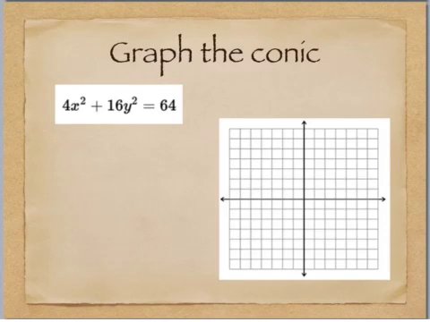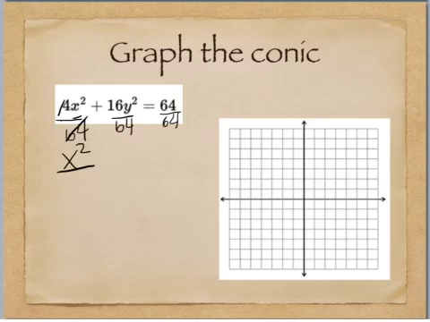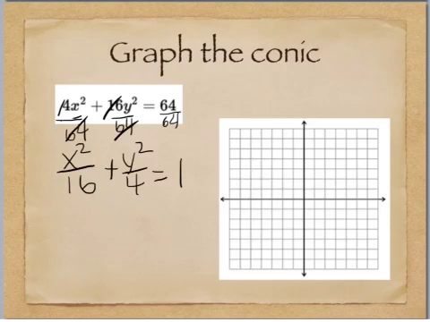Okay, we see this equation and we should be able to tell right away that it's an ellipse. And in order to graph the ellipse, we've got to divide by 64 because it needs to be equal to 1. And then we simplify each one of those fractions. 4 goes into 64 16 times. 16 goes into 64 4 times. And then we get equals to 1.